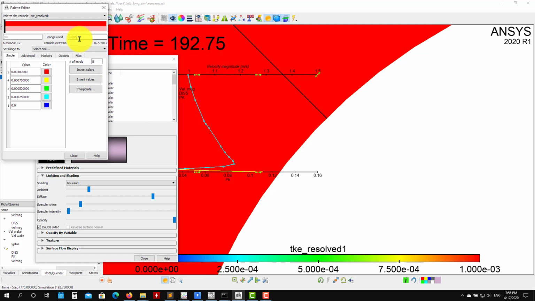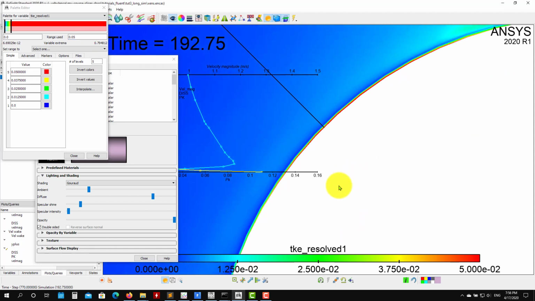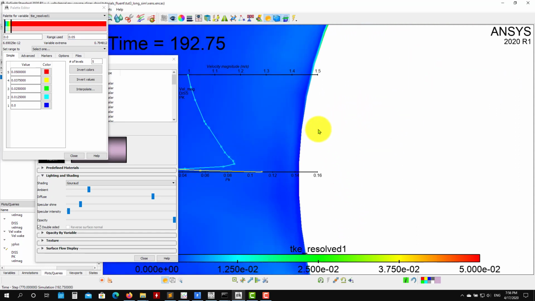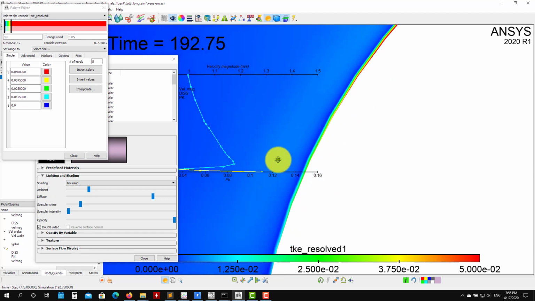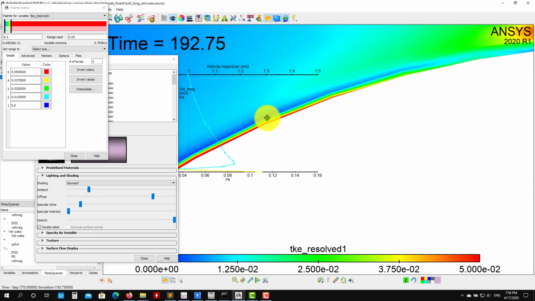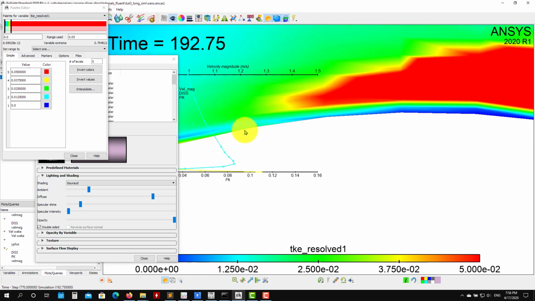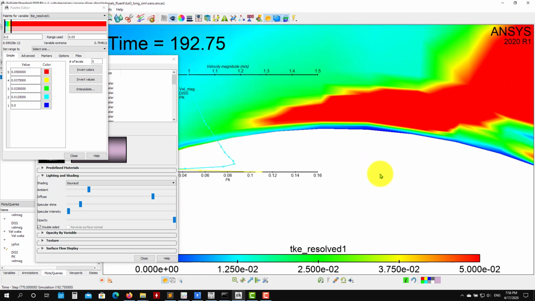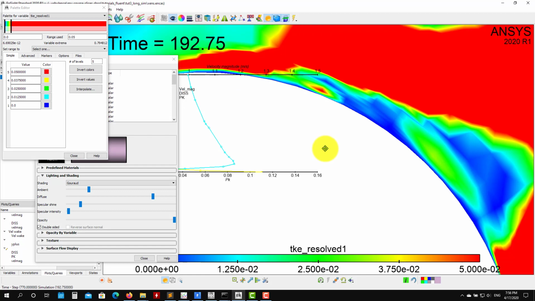0.5. Let me put it 0. No, larger. I need to put it 0.5. So see, closer to 0, then you start to have fluctuations here. See that at the separation there are no fluctuations, and it goes back here.